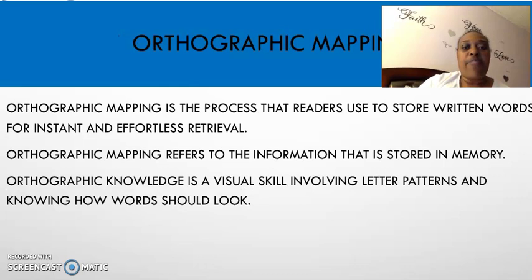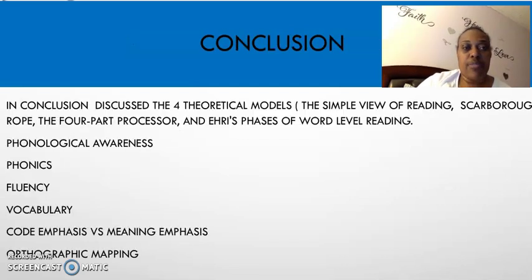Orthographic. The orthographic method is a process that readers use to store reading words for instant and effortless recall. It's basically just what they're seeing. And orthographic is a process by which children use pronunciation, meaning, and speech patterns to turn unfamiliar words into instantly accessible sight words. It means by which readers turn unfamiliar words into familiar words.